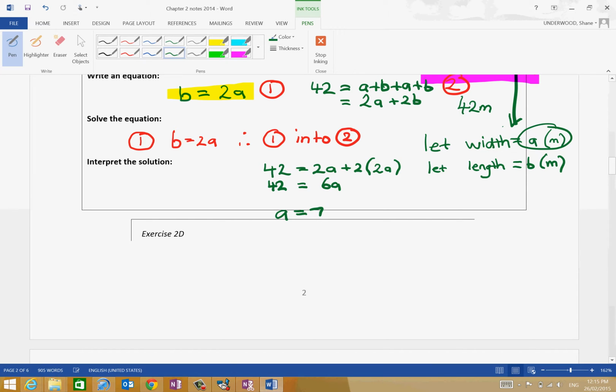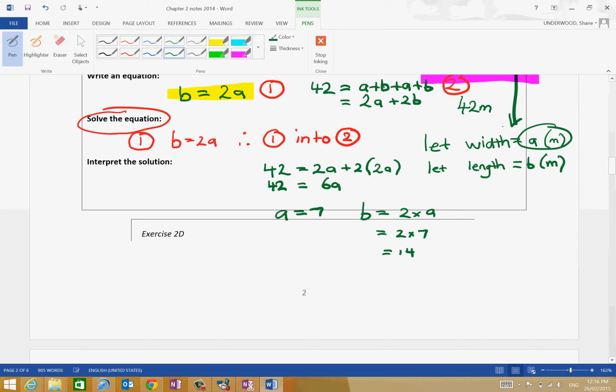Now we're not done yet because the question is solve the equation. We want to find out what the length and the width are. Let's substitute it back into equation 1. B is equal to 2 times A, which is equal to 2 times 7, which is equal to 14.